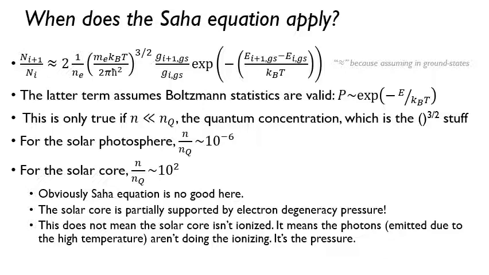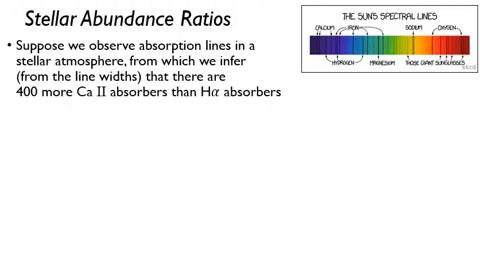And what's important to mention is it doesn't mean that the solar core isn't ionized. As I mentioned, if you just blindly used the Saha equation, you'd find that a decent chunk of the core is not ionized. That's not the case. What this means is that the photons, which in this case are the ones doing the ionizing for the assumption in the Saha equation, they're not the ones doing the ionizing when you're in a degenerate environment. It's actually the pressure. High pressure environments cause ionization. That's kind of cool.